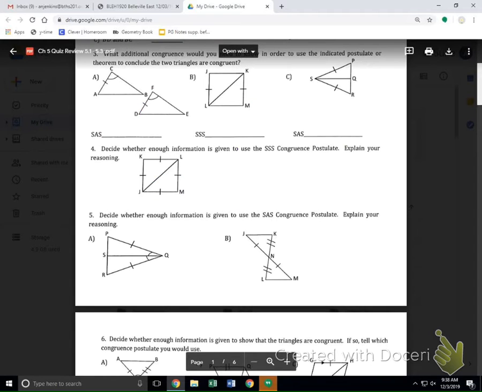Okay, so here it says, what additional congruence would you need to show to perform these indicated congruence statements? So here it tells you, it wants you to use side, angle, side. Right, when we look up here, we see we have a side. We have an angle. We need to prove the other side. So you want to make sure that angle is the included angle because it's side, angle, side.